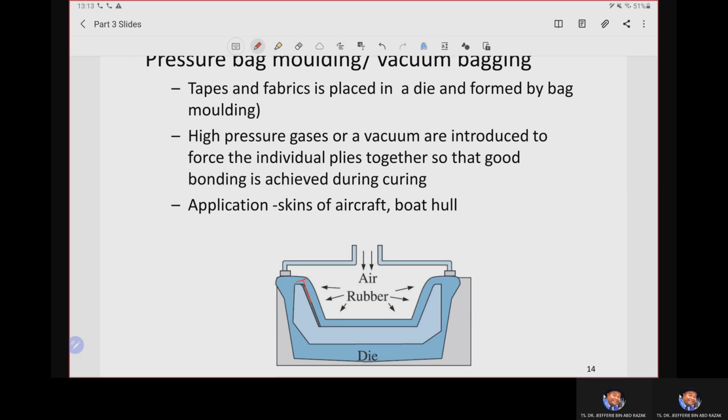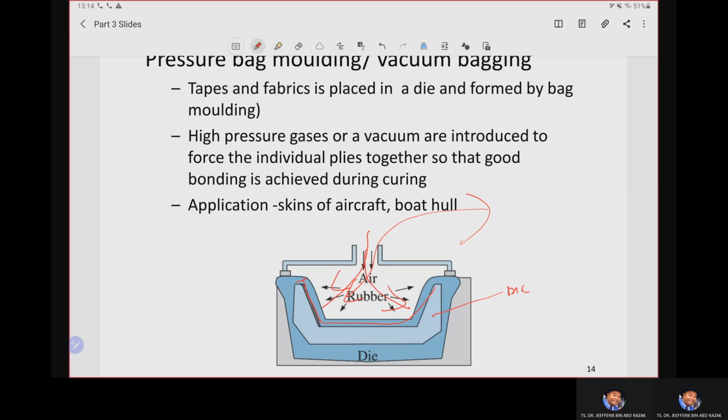We place the fiber, we place the tape and fabrics on the die, and later we form it by bag molding. This is your fiber. This is the die. The high pressure of gases or vacuum is introduced to force the fiber plies together. So we vacuumize, or we force the fiber with the supply of air, so that it establishes good bonding between the matrix and the fibers. And we proceed to curing.